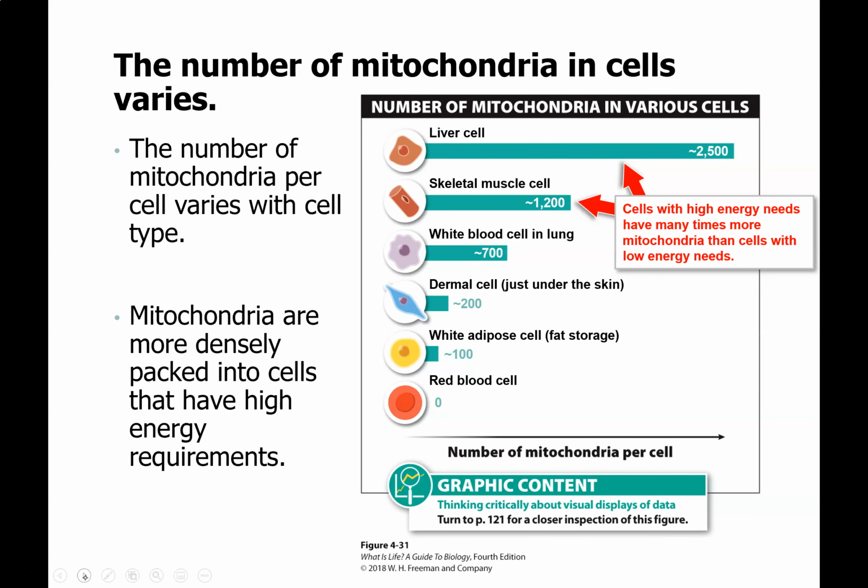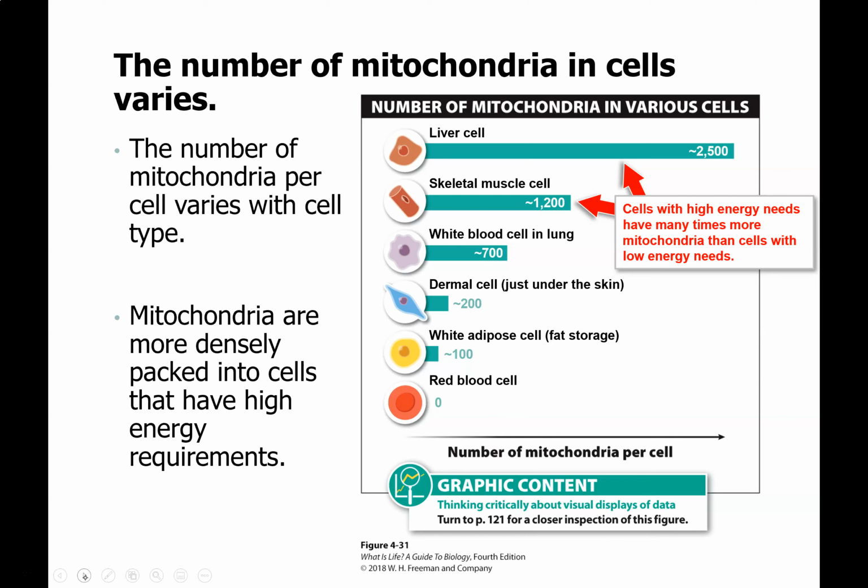So mitochondria are very interesting in that cells that require more energy have more mitochondria. Now, this is true for several other organelles as well. When we talk about chloroplasts, the same holds true. Cells that are performing more photosynthesis have more chloroplasts, just like cells that require more energy have more mitochondria.